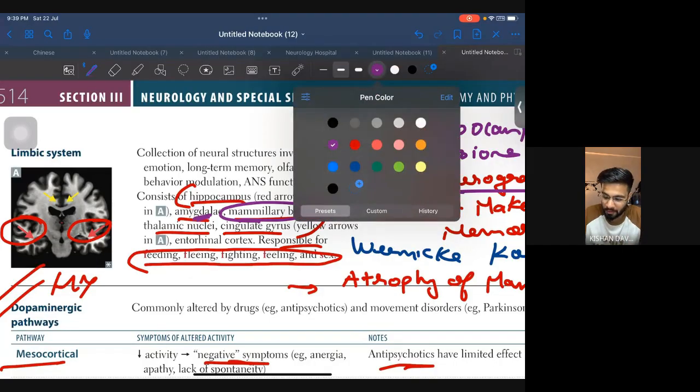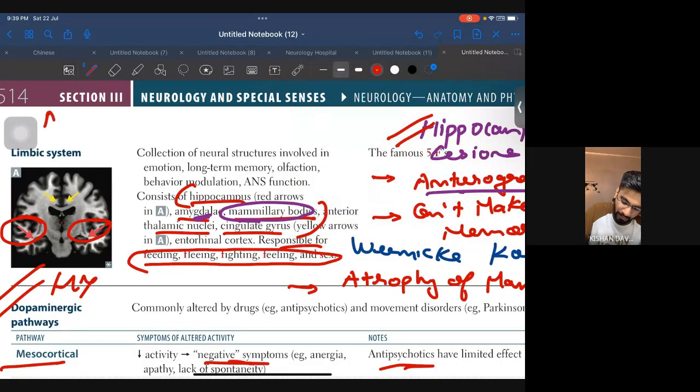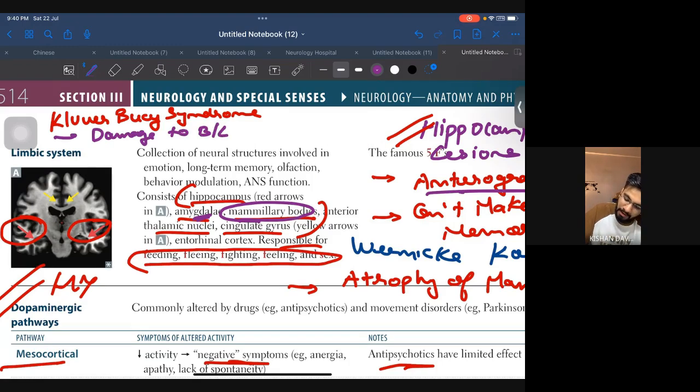So write down the symptoms of amygdala damage. There is a syndrome. Does anyone know the amygdala problem? Which symptom is there? Can anyone try to recollect? Yes, perfect. Kluver-Bucy syndrome. This is very important. Here they will say damage to bilateral amygdala. Now, the presentation is very simple.